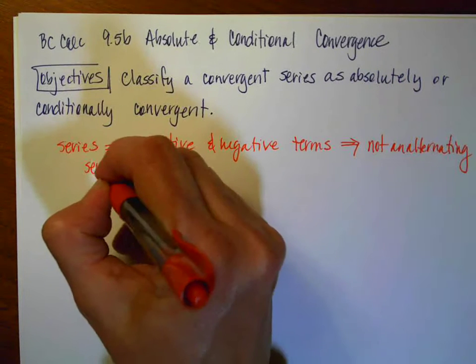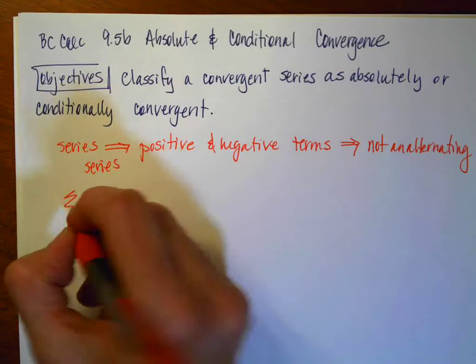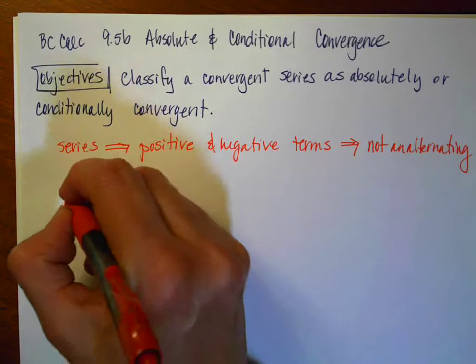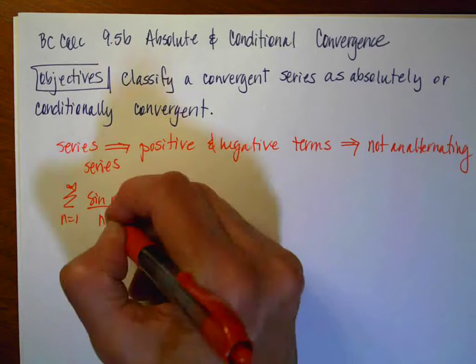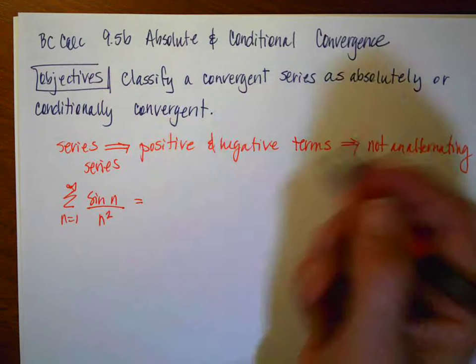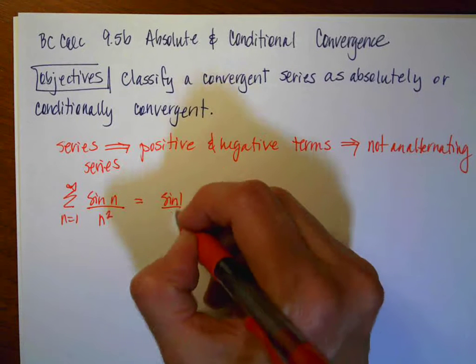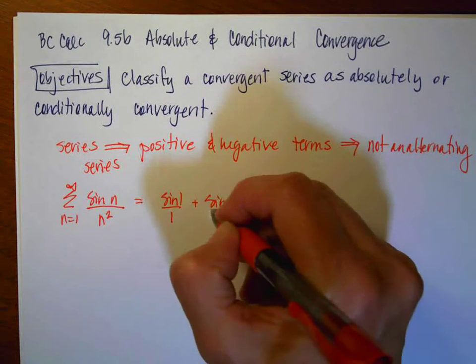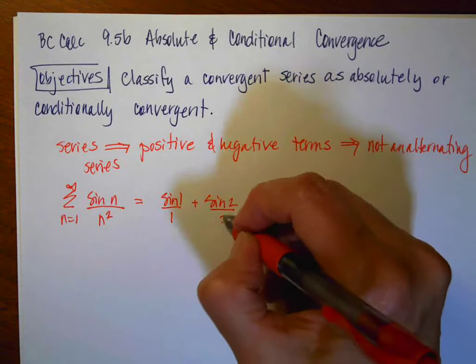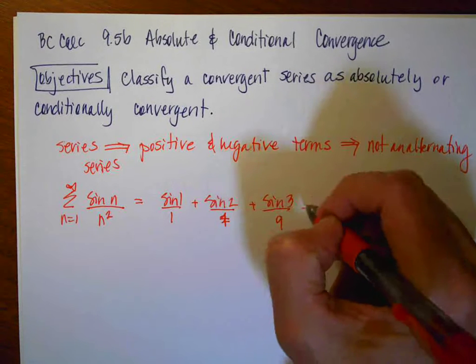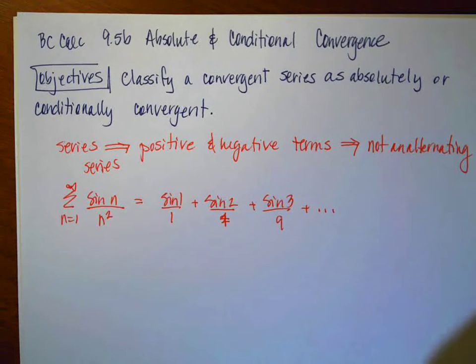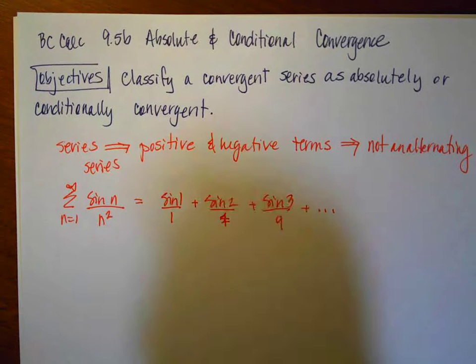So for example, let's say I had the sum from n equals 1 to infinity of the sine of n over n squared. And if I wrote my series out, this would be the sine of 1 over 1 plus the sine of 2 over 4, oops, I lied, over 4 plus the sine of 3 over 9 plus etc., etc. Okay, so in this particular situation, I'm going to have some negatives, but it's not necessarily an alternating sequence.